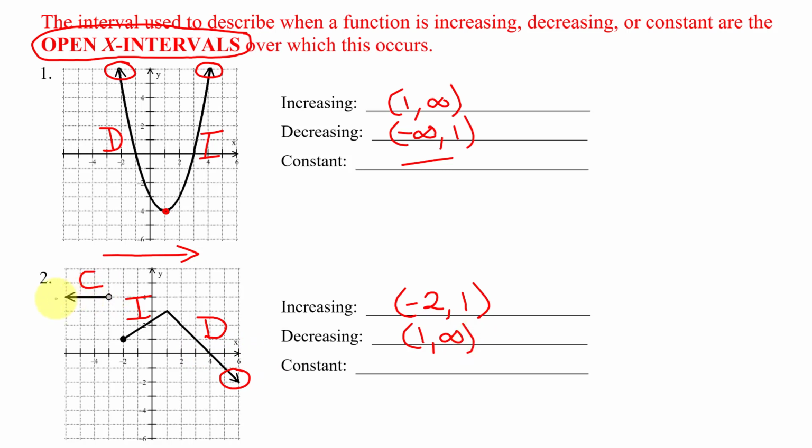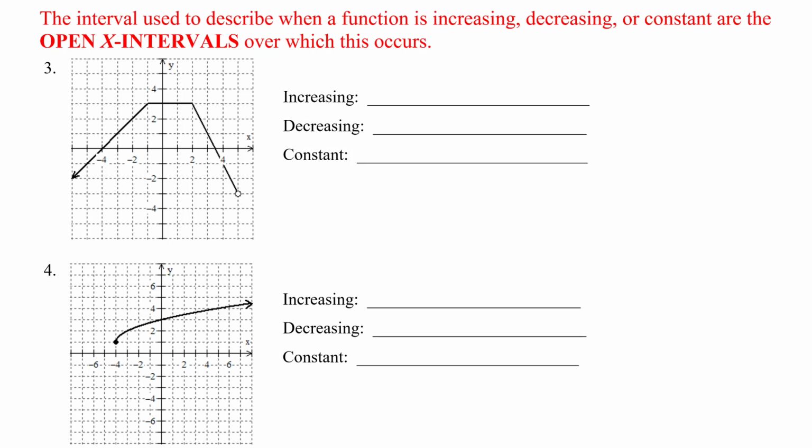And lastly, it's constant in this direction because of this arrow. It starts being constant at negative infinity. It goes all the way to this point when x equals -3. Moving on to our next examples.